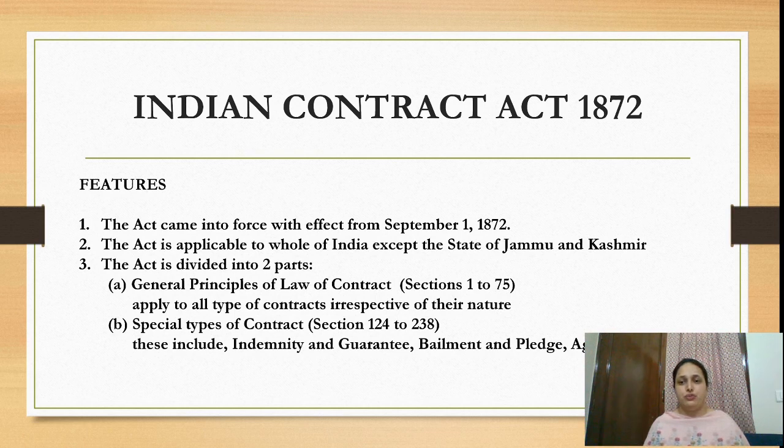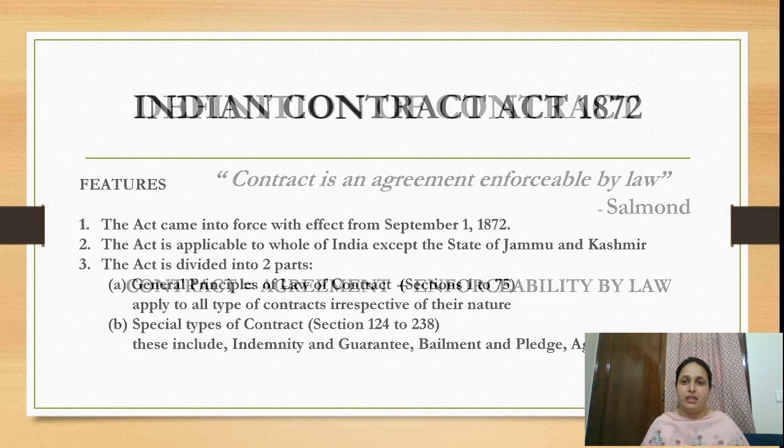This act is divided into two parts. One is general principles of law of contract and the other is special types of contracts. General principles of law of contract are contained under sections 1 to 75, and they are applicable to all types of contracts irrespective of their nature. The other one, special types of contracts, are contained under sections 124 to 238. These include contracts of indemnity and guarantee, bailment and pledge, agency, etc.